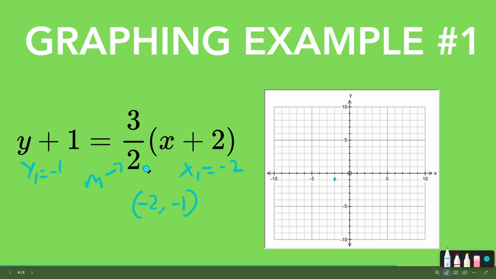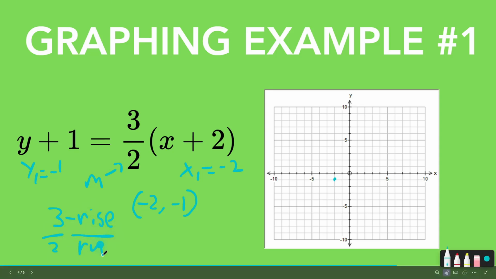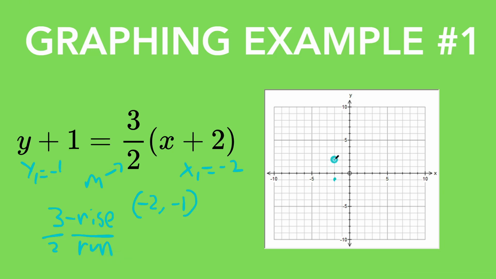Now our slope is 3 over 2. This means that the rise is going to be 3 and the run is going to be 2. So we're going to be rising 3, 1, 2, 3, and we're going to have a run of 2, 1, 2. So our next coordinate point is going to be (0, 2). And we're going to continue this again. We're going to rise 3 and have a run of 2, so our next point is going to be here.